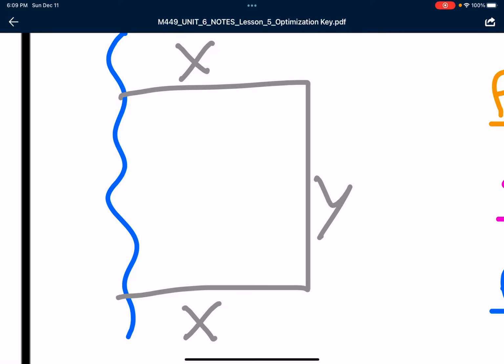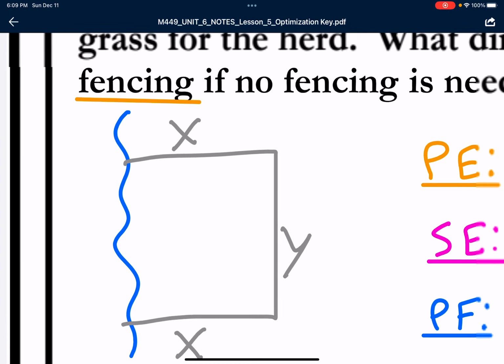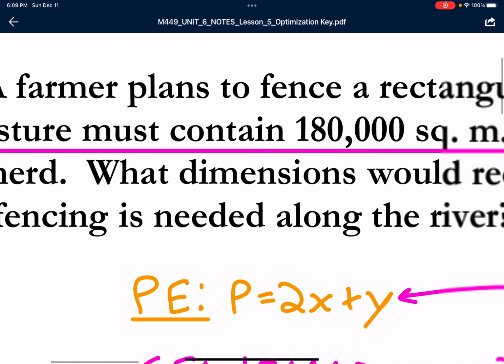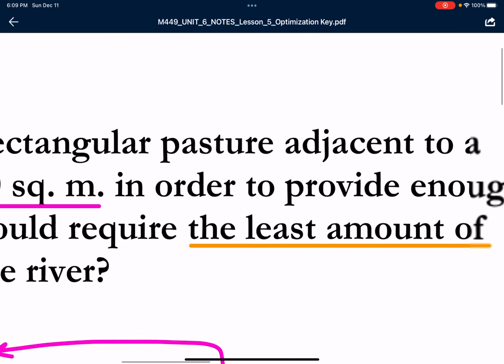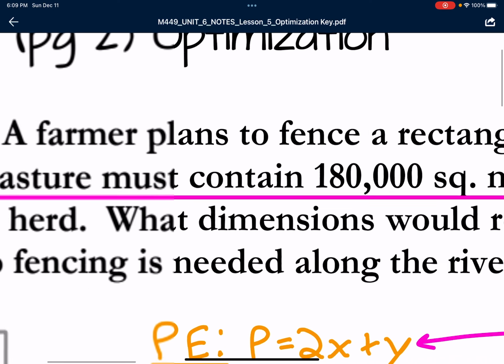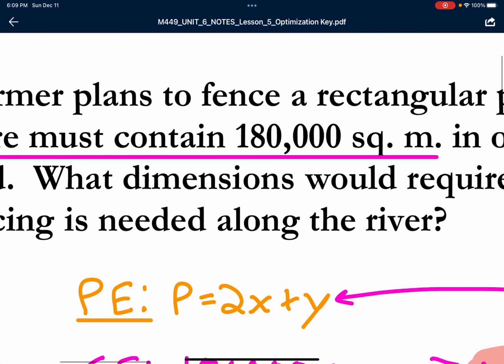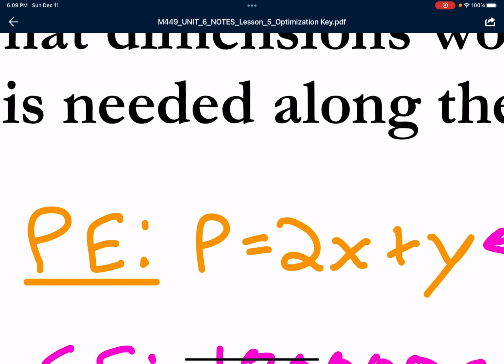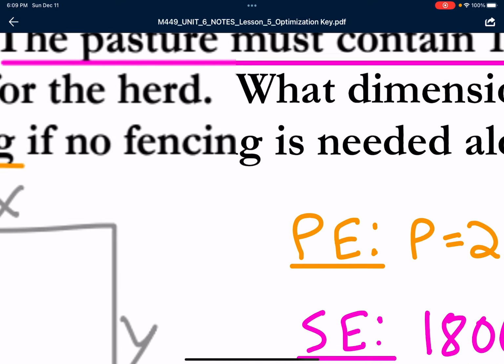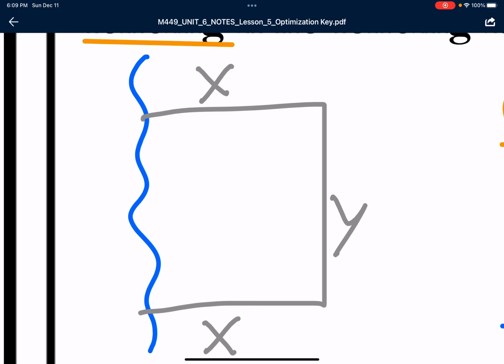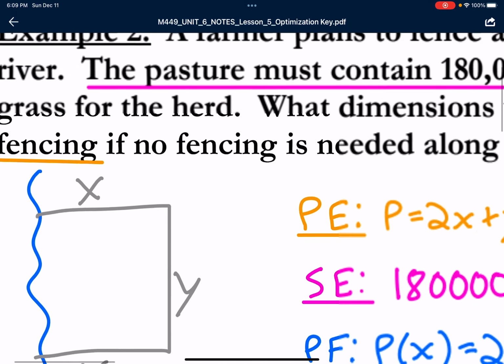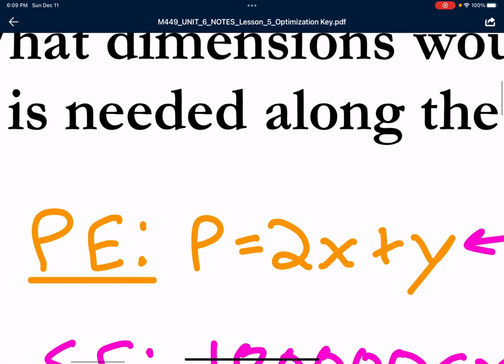So what are we trying to optimize here? We look back at the last sentence. What dimensions would require the least amount of fencing if no fencing is needed along the river? And this is where you have to think geometrically. You have to ask, how can I measure the amount of fencing? And that would be perimeter. Based on my variables, the perimeter would be 2x plus y. So that's my primary equation.